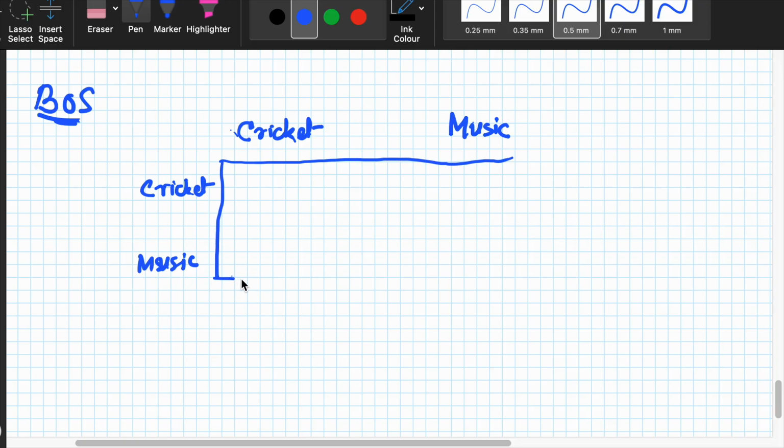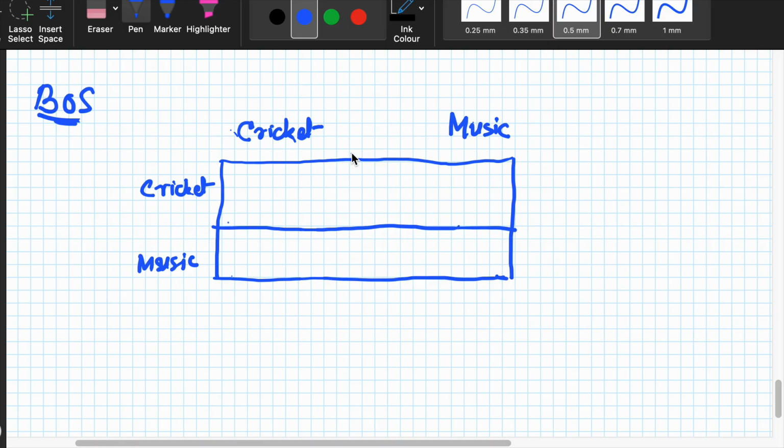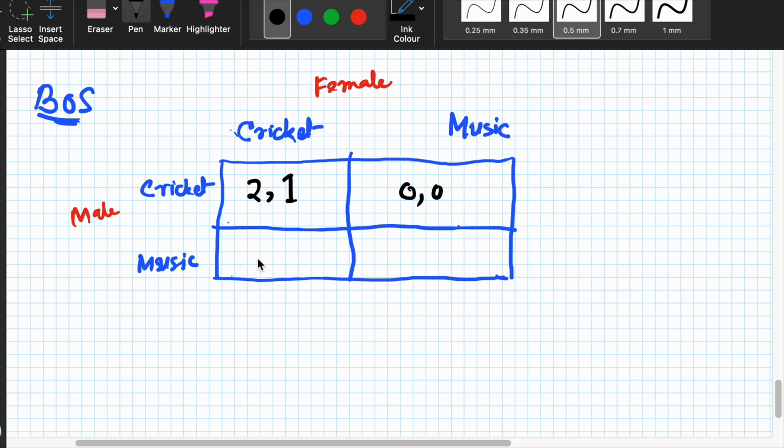The row player is the male and the column player is the female. And the payoff was as we represented in the previous class. The payoff is 2 comma 1 for cricket, cricket; 0, 0 for the mismatches; and 1 comma 2 for music, music. Now see which are the Nash equilibria. Basically, see cricket first.